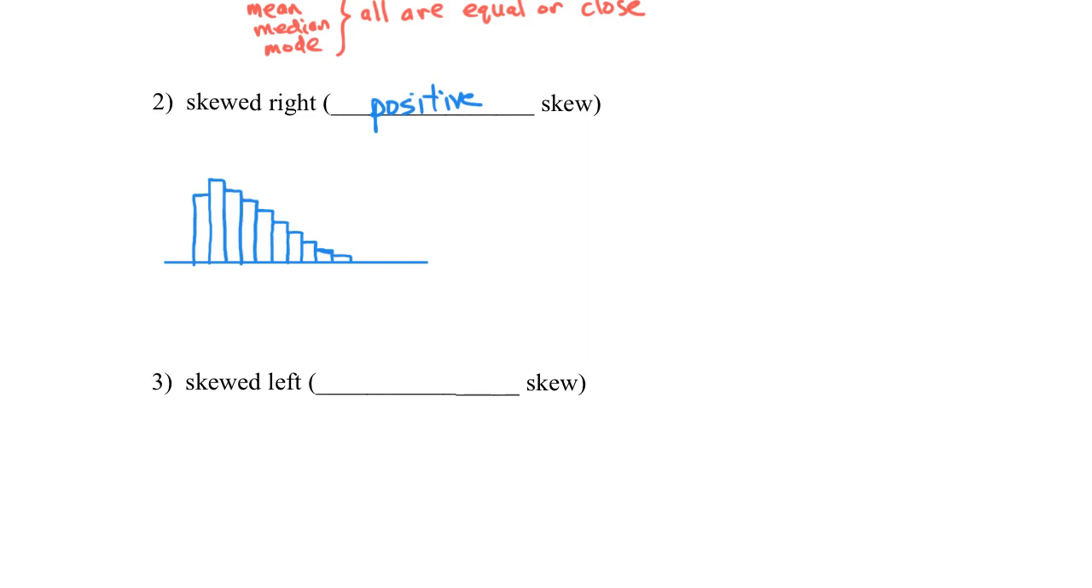So positive skew is the same as skewed right. You can kind of think of it like this. If you have a number line, here's 0. To the right of 0 are the positive numbers. To the left of 0 are the negative numbers. So you can associate skewed right with positive skew. Our book calls it skewed right, but probably just as many times it'll be referred to as positive skew in other areas outside of our book.